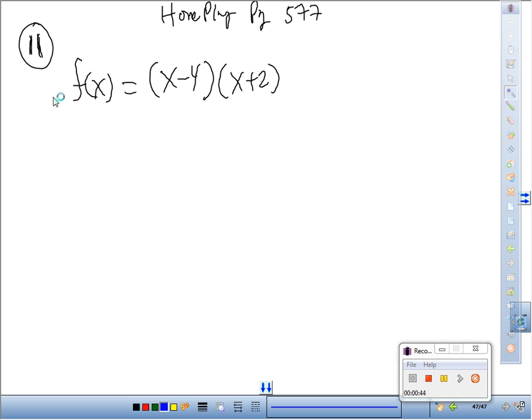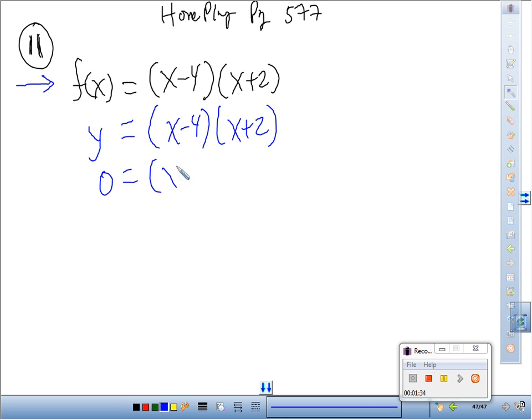Here we go. When we introduced functions, what did we say f of x stood for? Y. Is that correct? So that would be my first step, changing that into y. So therefore y equals x minus 4 times x plus 2. Step 1, solve for y. Step 2, substitute 0 for y: x minus 4, x plus 2. From there, step 3, factor the trinomial. It's already factored. Step 4, set each factor equal to 0.